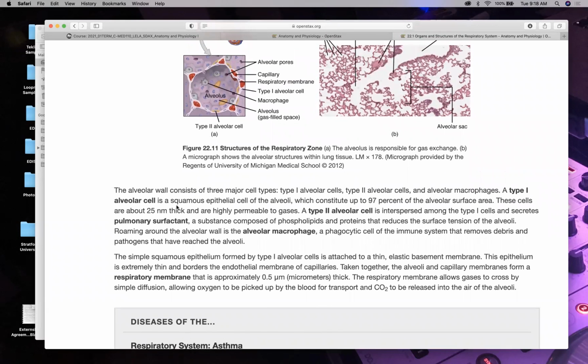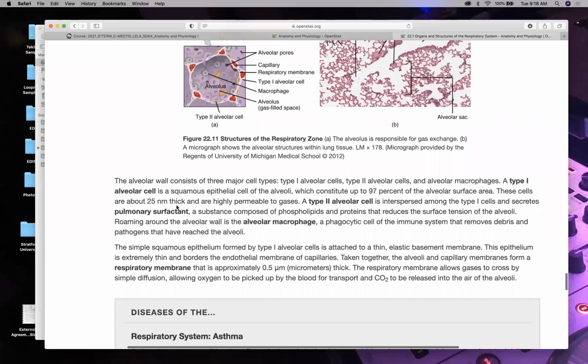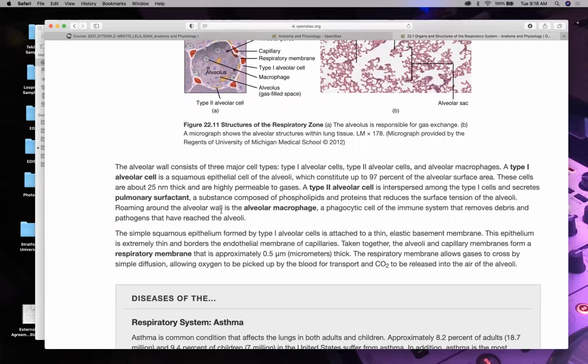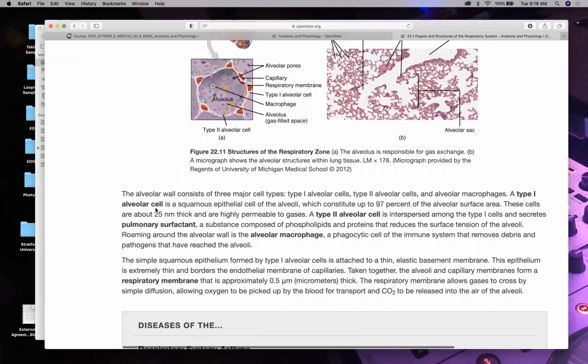That's why, with a newborn or a premature baby, one of the fears we have in pediatrics and neonatology is that if a baby is born too early, they don't have enough surfactant and they can't breathe very well, because the surface tension won't keep these things open.